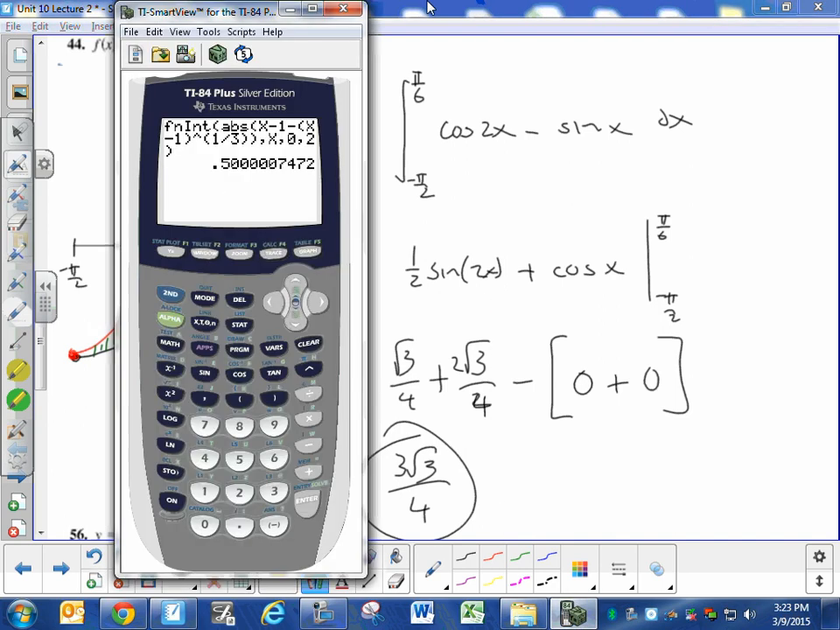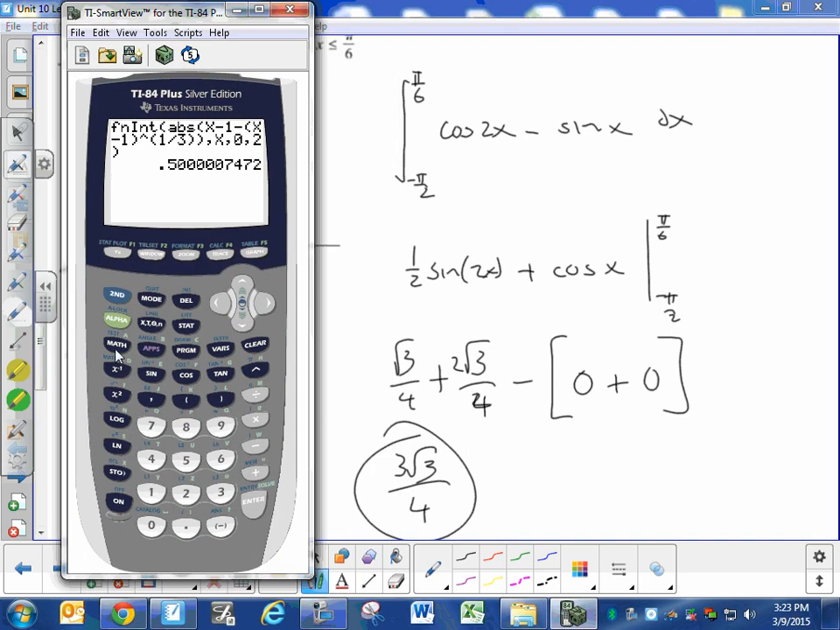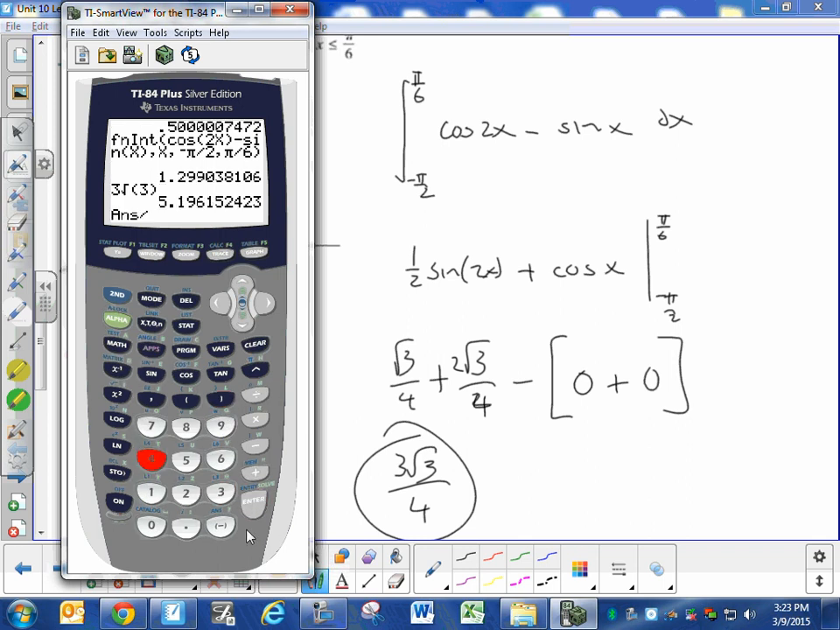Let's check that. Maybe I made a mistake, who knows. Math 9. Cosine 2x minus sine x with respect to x from negative pi over 2 to pi over 6. Make sure your calculator is in radian mode. I'm hoping that's 3 root 3 divided by 4. Boom! Feel pretty good about that.